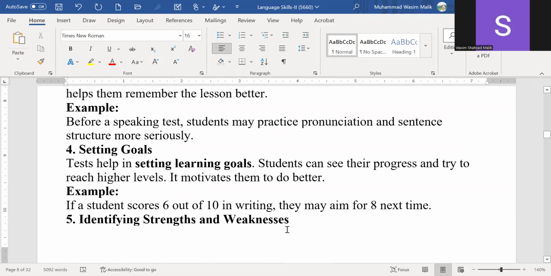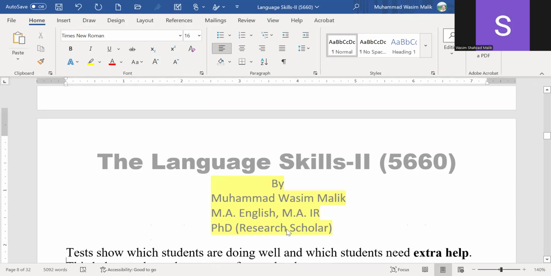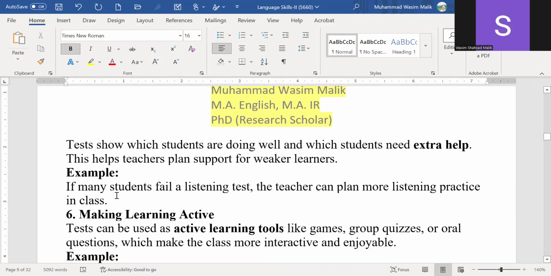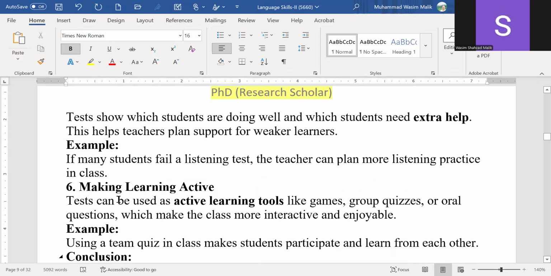Identifying strengths and weaknesses. Tests show which students are doing well and which students need extra help. This helps teachers plan support for weaker learners. For example, if many students fail a listening test, the teacher can plan more listening practice in class.